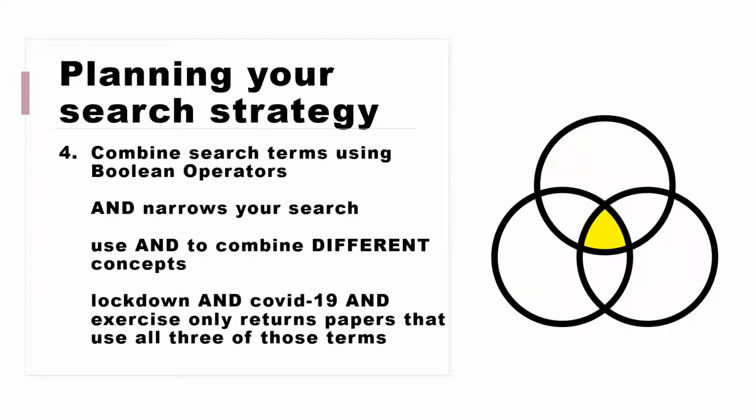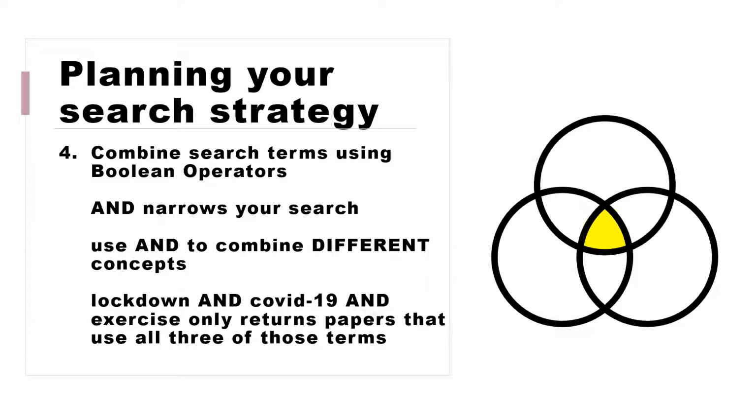And the other one I'm going to talk about is AND. AND narrows your search. You use AND to combine your different concepts, because sometimes there are 2 different concepts or 3 different concepts or even more that must all be included in the paper in order for it to be relevant to answer your question. So for example, if we combine the words lockdown and COVID-19 and exercise, then we only get papers that use all 3 of those terms. So you can see in the Venn diagram, that's just that little bit in the center.